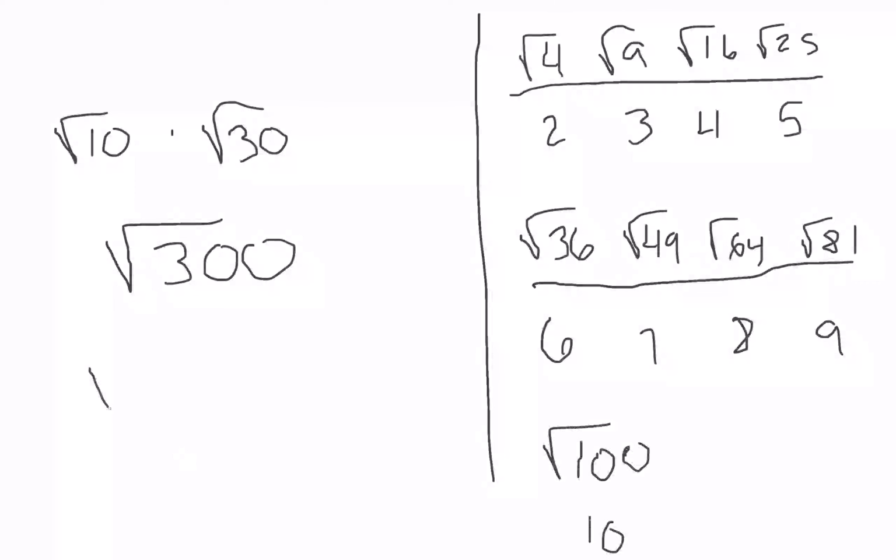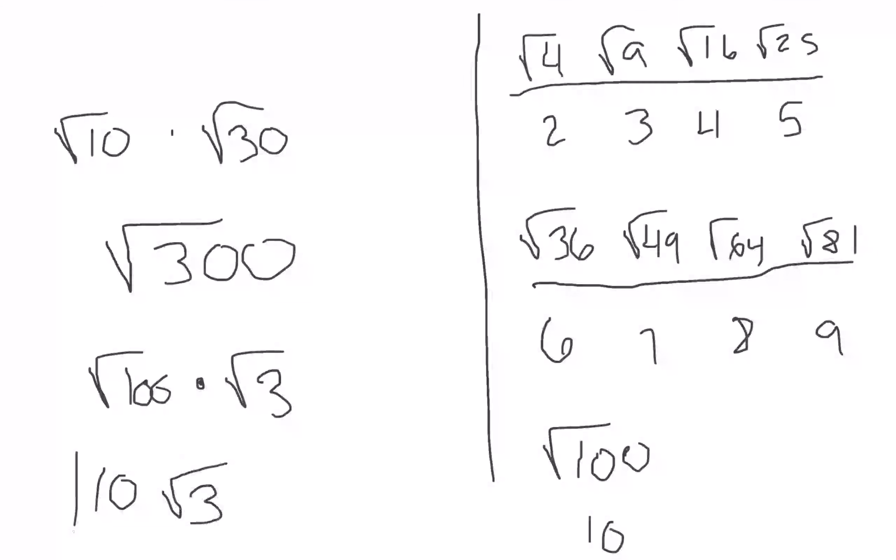Because radical 100 times radical 3 gives you 300. Well, I know what radical 100 gives me. It gives me 10. But I don't know what radical 3 gives me, so I'm just going to leave it. So my final answer would be 10 radical 3.